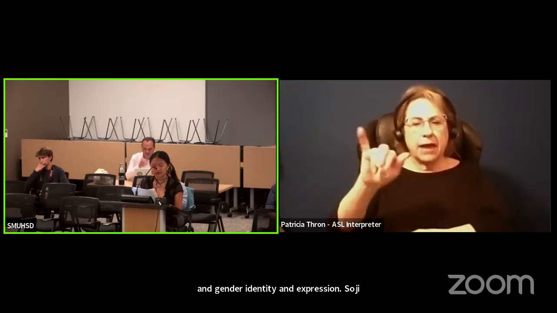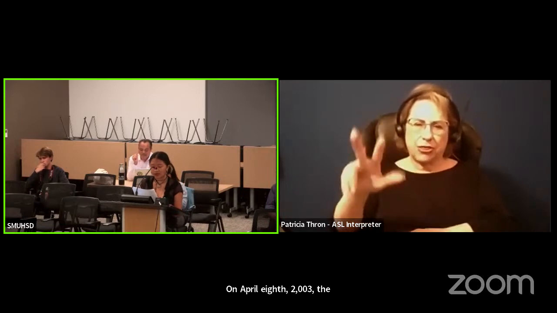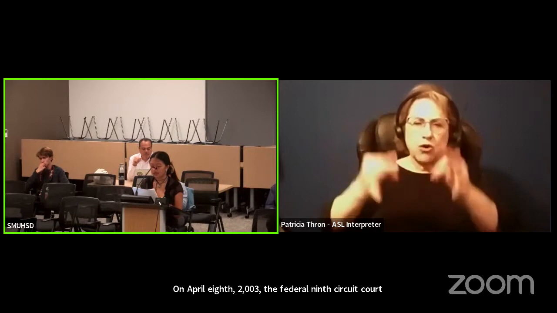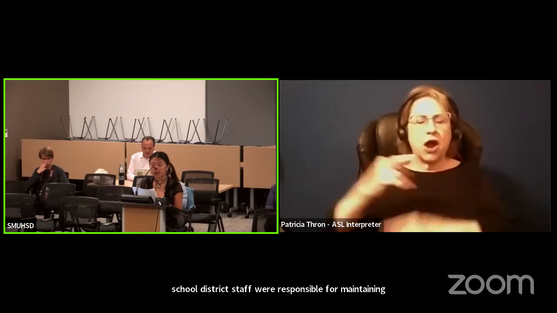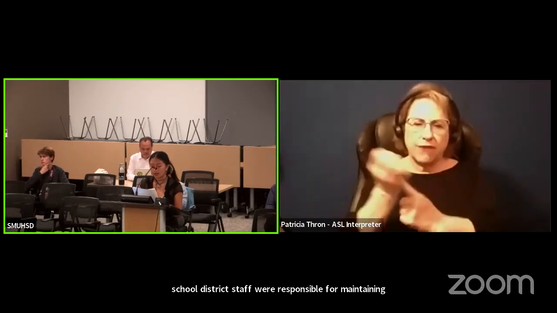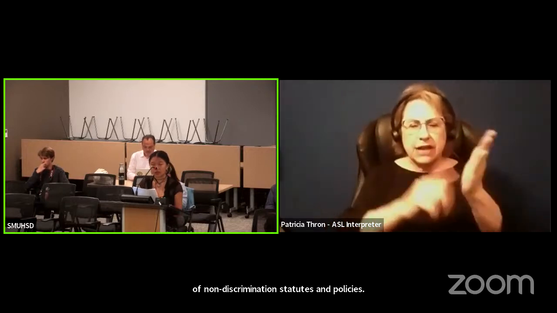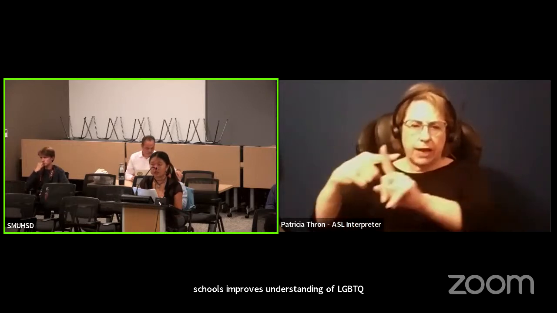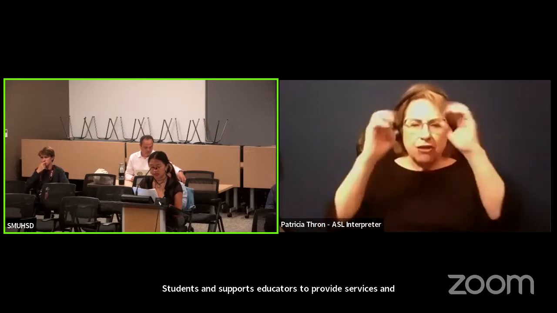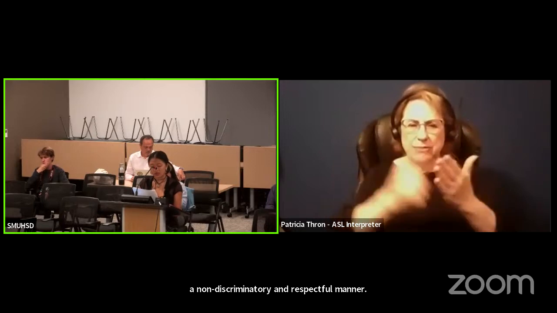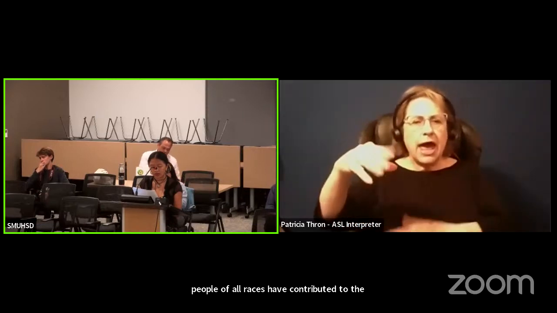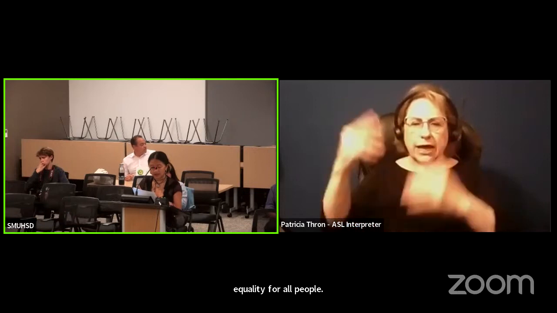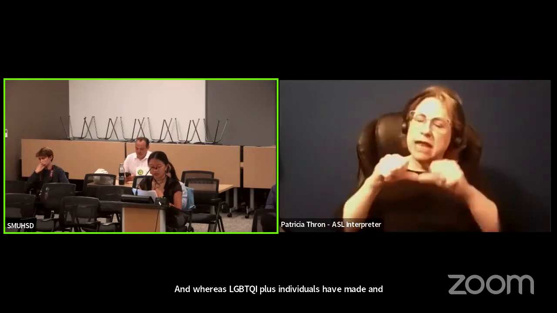On April 8, 2003, the Federal Ninth Circuit Court of Appeals ruled in a case brought by local Santa Clara County students, Flores versus Morgan Hill Unified School District, that school district staff were responsible for maintaining safe school environments and for equitable enforcement of non-discrimination statutes and policies. And whereas SOGI data and training promotes welcoming schools, improves understanding of LGBTQIA+ students, and supports educators to provide services in a non-discriminatory and respectful manner. Whereas a number of LGBTQIA+ historical events and people of all races have contributed to the history and equality for all people. And whereas LGBTQIA+ individuals have made and continue to make lasting contributions to strengthen the fabric of American society.